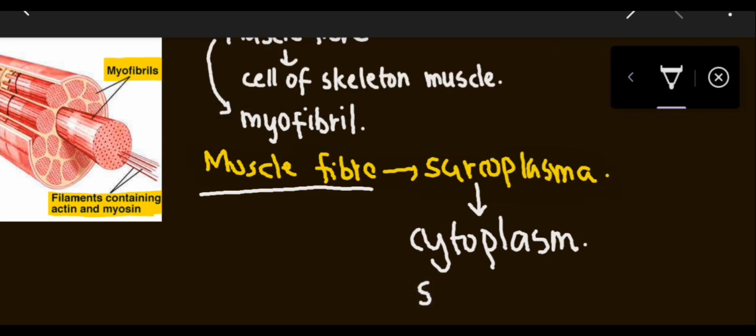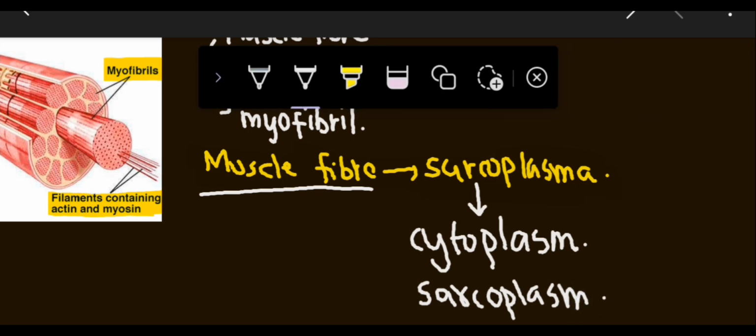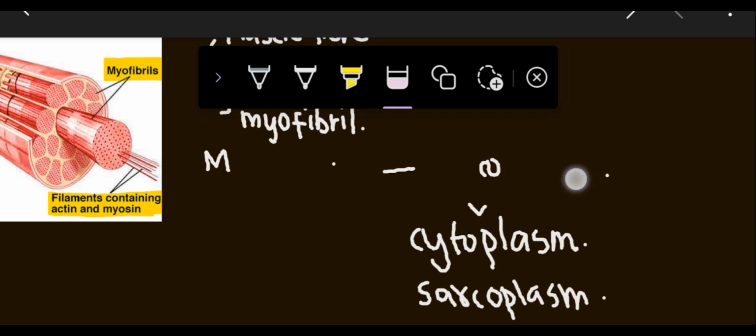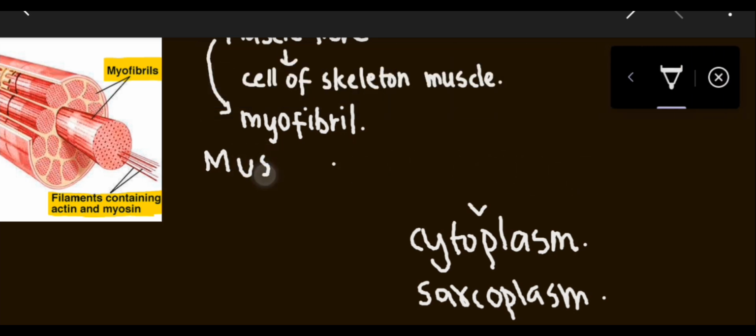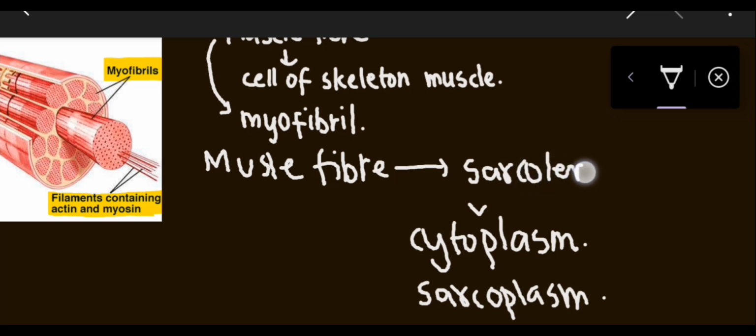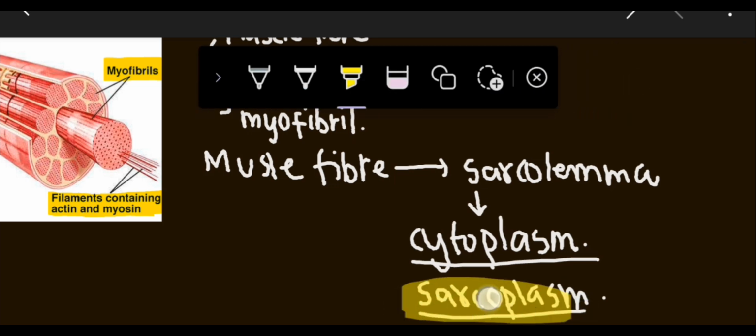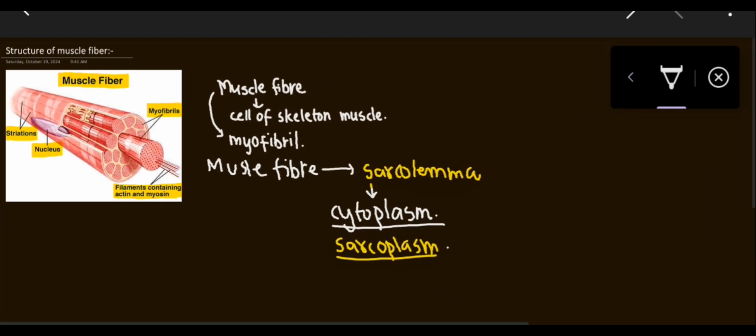Wait a second, I got one mistake over here. This is known as sarcoplasm, but the plasma membrane of muscle fiber is not sarcoplasm, it's basically sarcolemma. The muscle fiber is covered by sarcolemma, which works as plasma membrane, and the cytoplasm is known as sarcoplasm of muscle fiber. Fine, I hope this is clear to you guys till now.